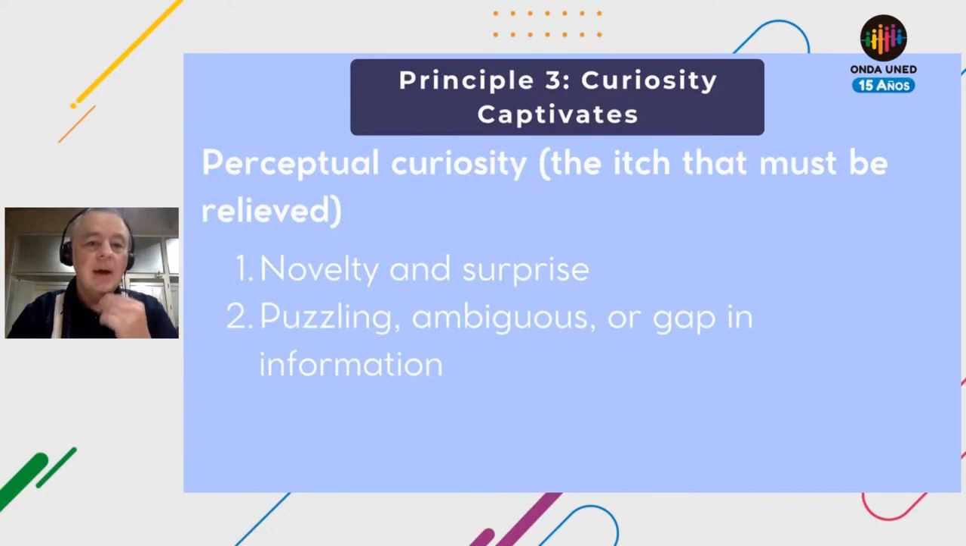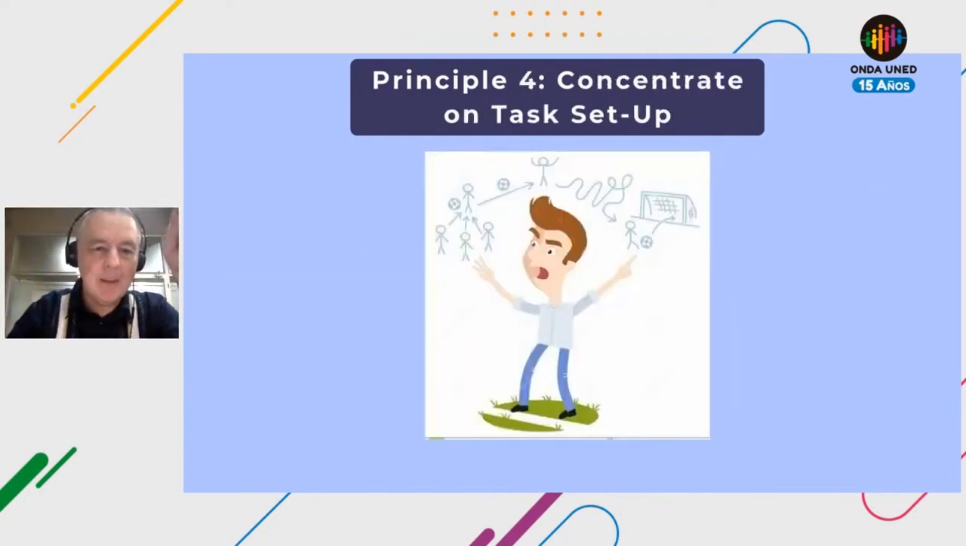Then we have puzzling, ambiguous, or gap in information. So puzzling things that they need to think about, questions that are puzzling, things that are ambiguous that can be interpreted in different ways, or a gap in information, and they need to predict the gap. What might be, what fills that gap, okay?